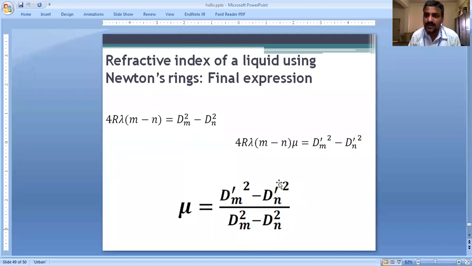That is, you perform the experiment and find out mth and nth order darkening diameters with liquid, and remove the liquid, perform the same experiment for dm and dn diameters of the same darkenings without liquid or with air medium. Then this ratio is going to give you the refractive index of transparent liquid medium, right? With this, interference is over, Amma. This is the last article of interference.